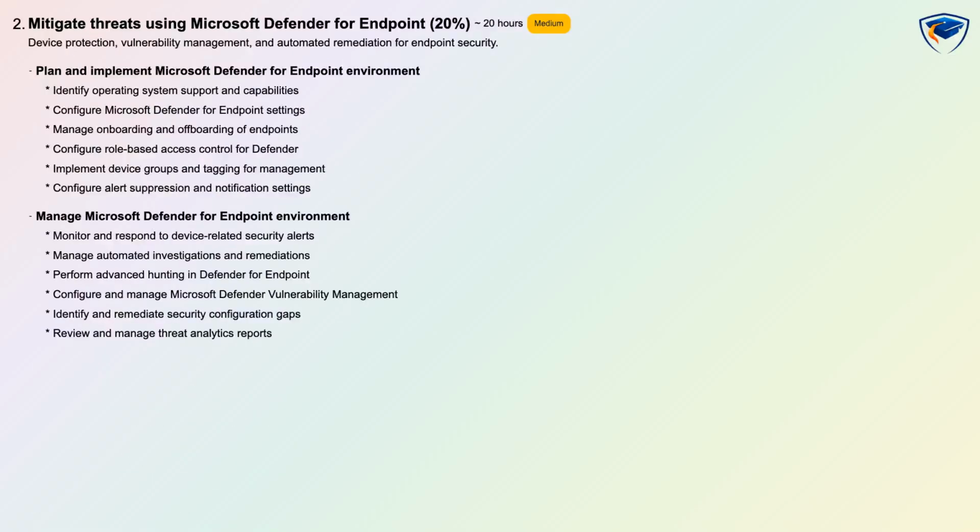Mitigate threats using Microsoft Defender for Endpoint is 20% of the exam and focuses on device protection, vulnerability management, and automated remediation. This medium difficulty domain expects about 20 hours of study and includes hands-on and conceptual assessment items. You will learn to plan and implement Defender for Endpoint by identifying OS support, onboarding endpoints, configuring settings and RBAC, and organizing devices with groups and tags.